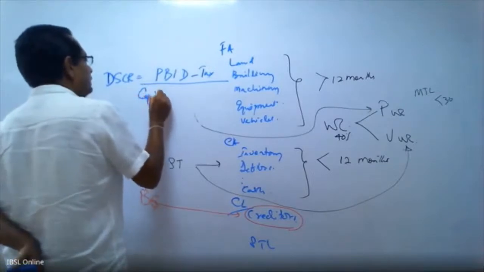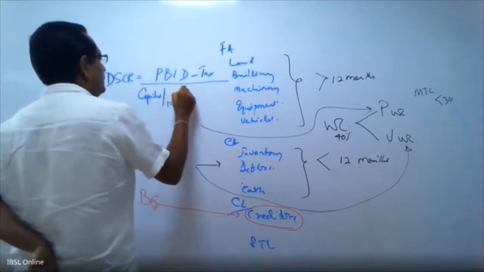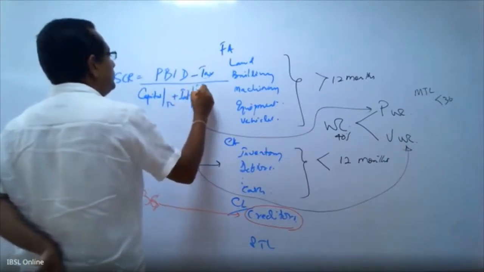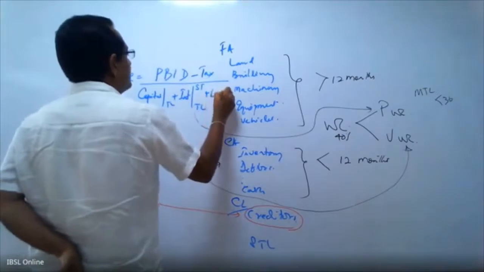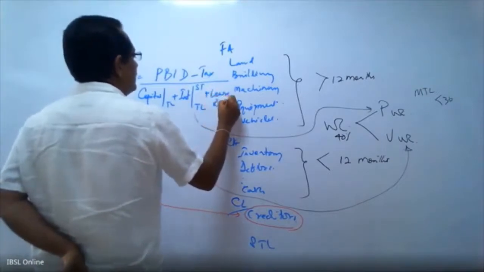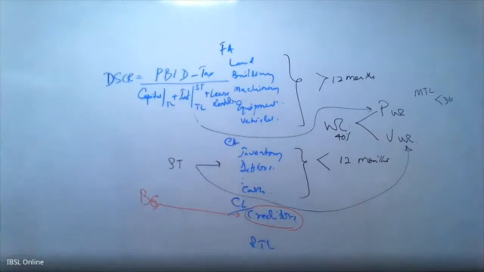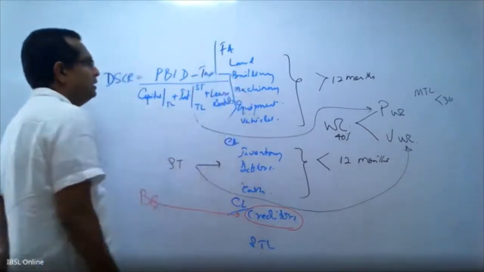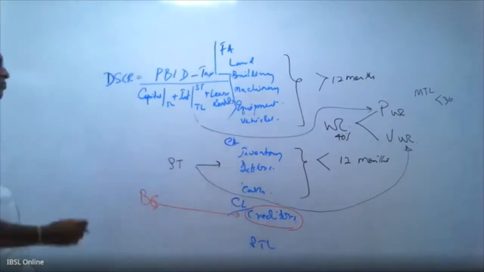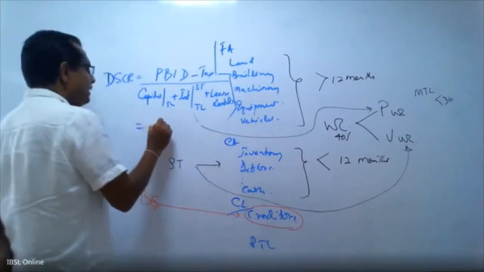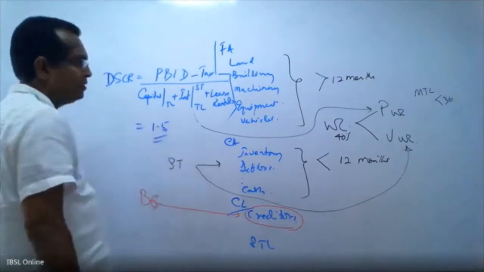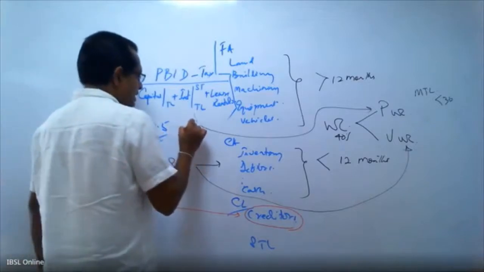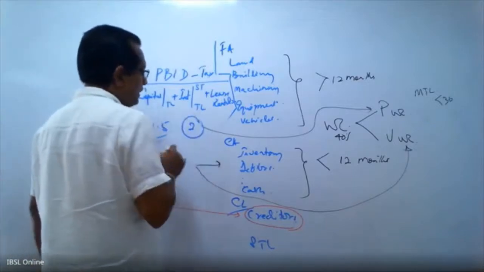Capital of term loans, interest of term loans and short term, plus lease rentals. This is the equation for debt service cover. At least 1.5 times debt service cover is a reasonable one. But if we can have nearly a 2, you are safe.